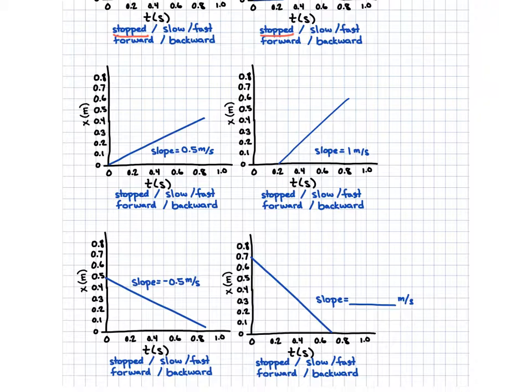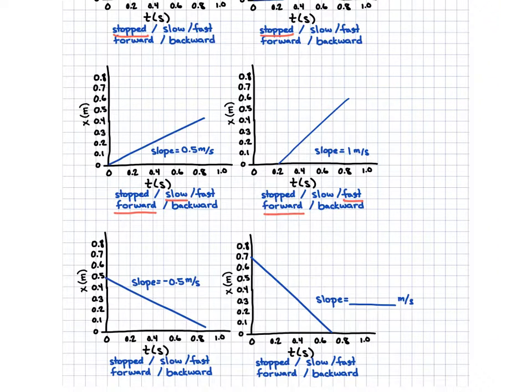Next one. This one right here, stop, slow, or fast? Well, actually, let's do forward or backward first. Is this one going forward or backward? Forward, good. And we know that because it starts at 0 and then increases in the positive direction, goes forward. All right. Next one right here, forward or backward? Forward. Which one's slow and which one's fast? The first one's slow. Second one is fast. That's right. And you can tell that from the slope, right? The steeper slope means faster.